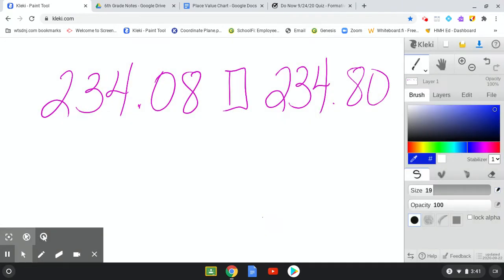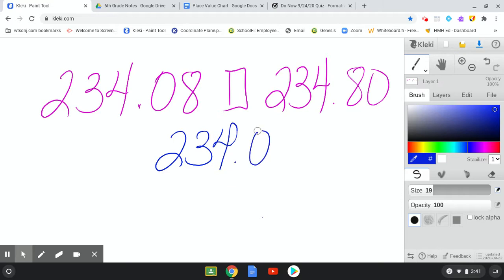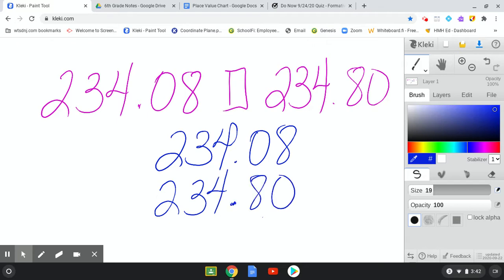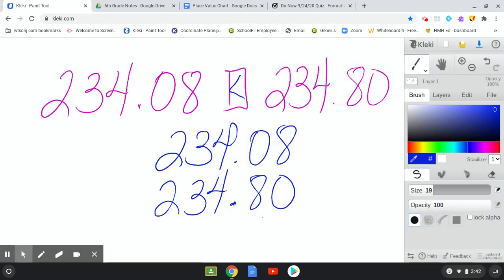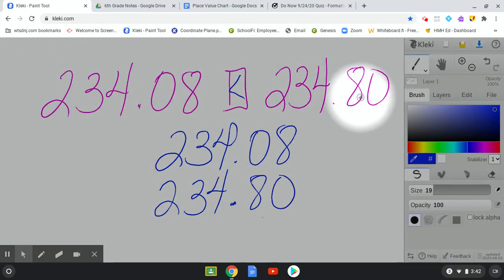Okay, so let's look at this one. I'm going to line them up by decimal. So I have 234 and 8 hundredths, lining that up with 234 and 80 hundredths. So again, when I compare decimals, I'm starting all the way to the left. 200s, 200s, I can't tell yet. 3/10s, 3/10s, I can't tell yet. 4 ones, 4 ones, I still cannot tell yet. 0/10, 8/10. Well, 0 is less than 8, so I know that 234 and 8 hundredths is going to be less than 234 and 80 hundredths.